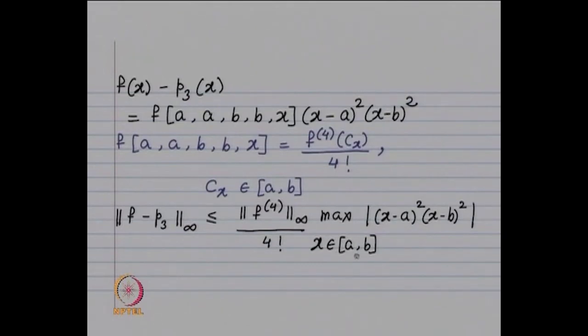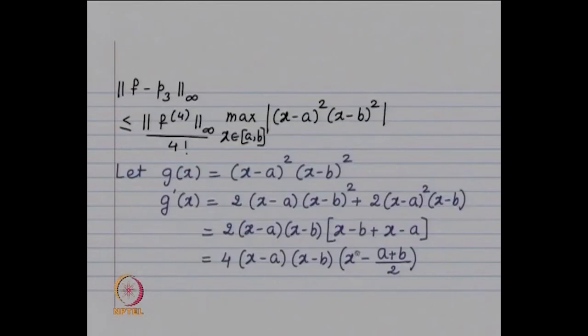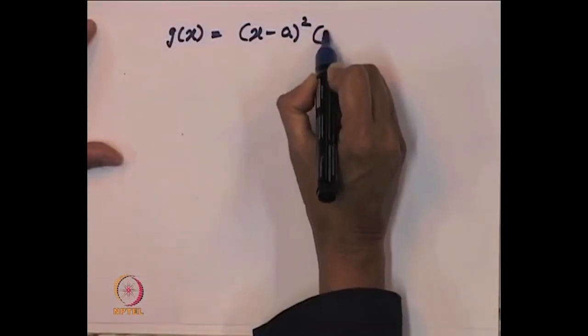Now, when we want to calculate the maximum of this function, we want to calculate the absolute maximum. The absolute maximum is obtained by considering the two end points and the critical points. The critical points are the points where the derivative vanishes or does not exist. Let me call x minus a whole square, x minus b whole square the function g x. Its derivative, using the product rule, is 2 into x minus a, x minus b square plus 2 into x minus a square into x minus b. Take common x minus a into x minus b and simplify. You will get 4 x minus a, x minus b, x minus a plus b by 2. So, we have g x equal to x minus a square, x minus b square.